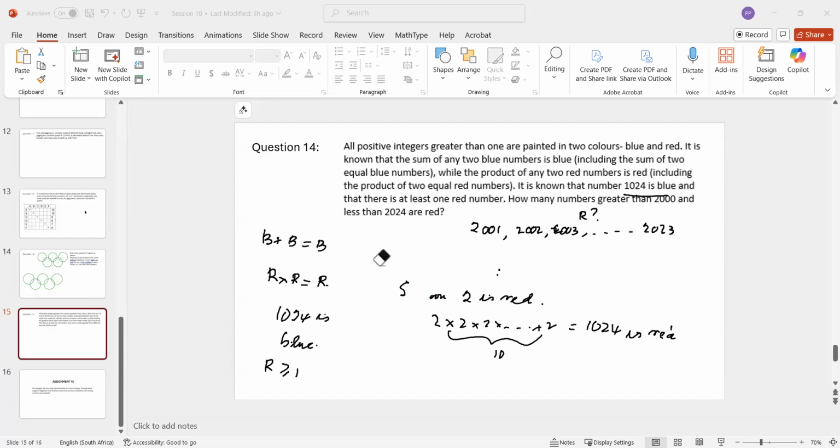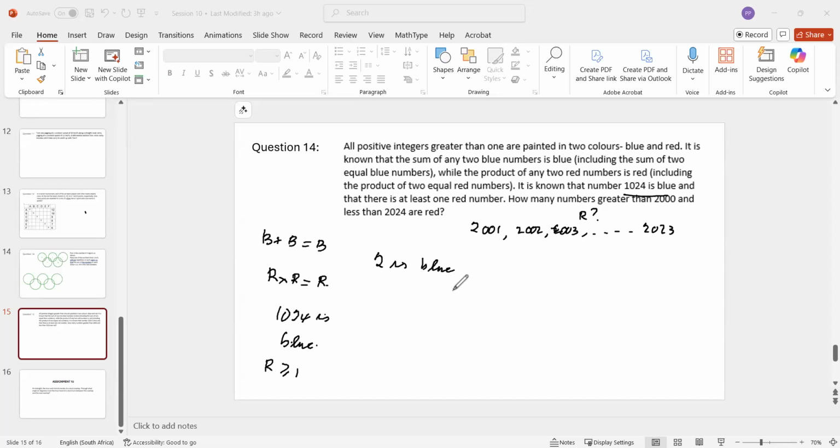Okay, so now we've come to the conclusion that the number 2 is blue. So let's just make that conclusion and say, we know now that 2 is blue. If 2 is red, then 1024 is also red. But they say blue plus blue is blue, right? So it means the 2 plus 2 is blue, and 2 plus 2 plus 2 is blue, and so on. In other words, the sums of many 2's are all evens. So all evens are blue.